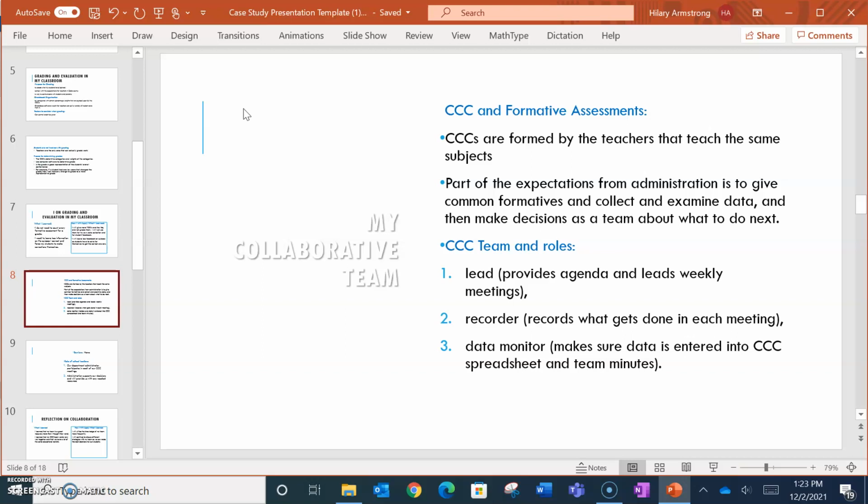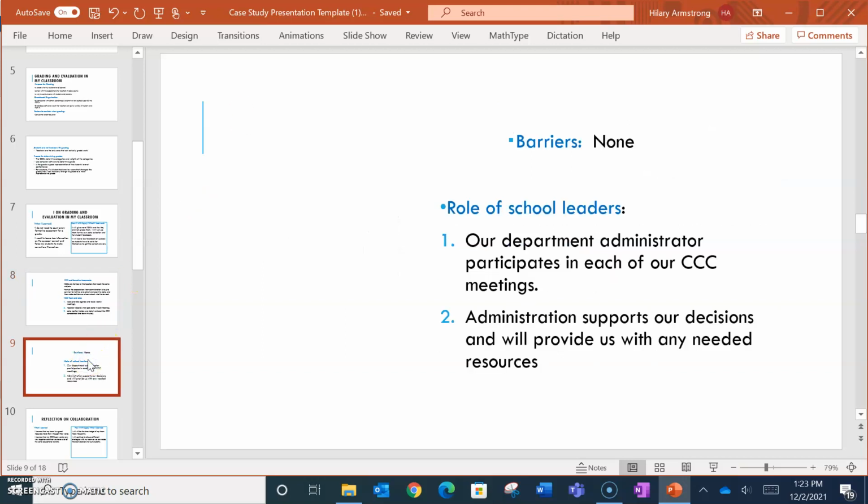We have 3 positions on the CCC team. There's the lead, and I just provide the agenda, and if there's any action items, I go ahead and take care of that. There's a recorder who records the minutes of our meetings, and then we have a data monitor who makes sure that we all put our data into a spreadsheet, and then we discuss the data that's in the spreadsheet.